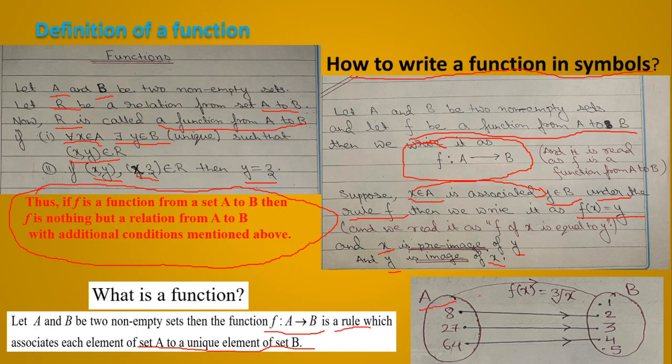Here we have taken two sets A and B, and we have defined f as this: f(x) = cube root of x. So here if I take 8, then 8 will be associated to cube root of 8. So 8 is associated to 2, 27 is associated to 3, 64 is associated to 4. So here we saw that under this rule f, each element of set A is uniquely associated to the elements of set B.